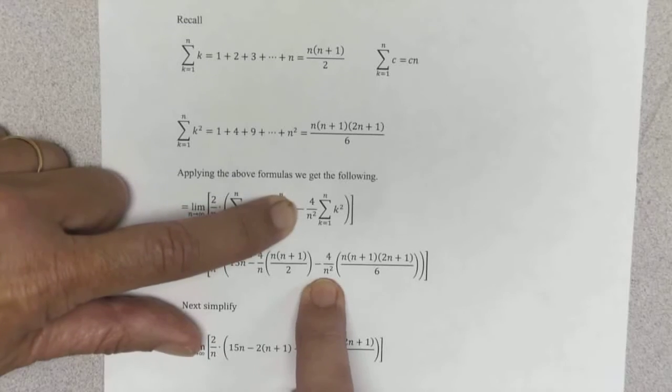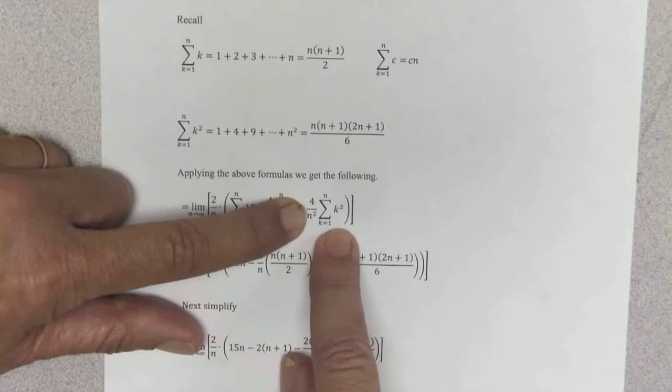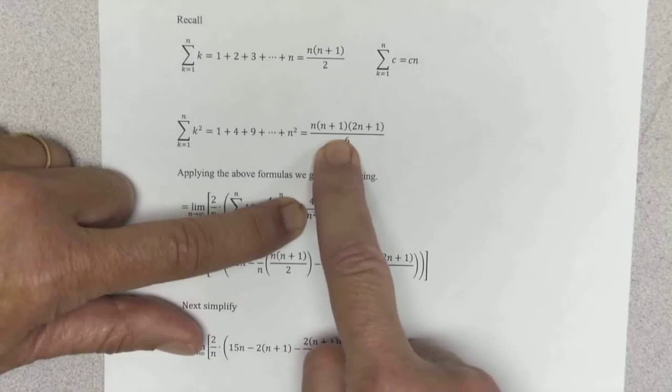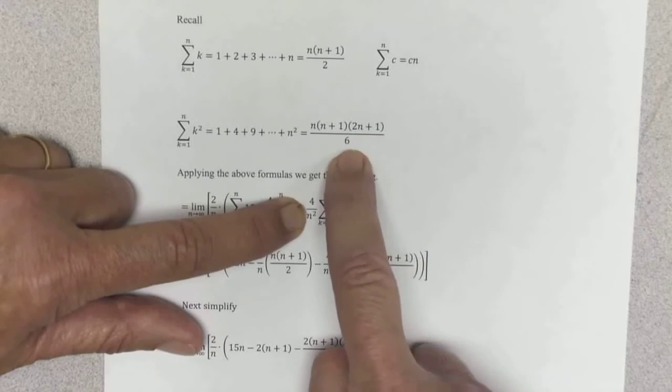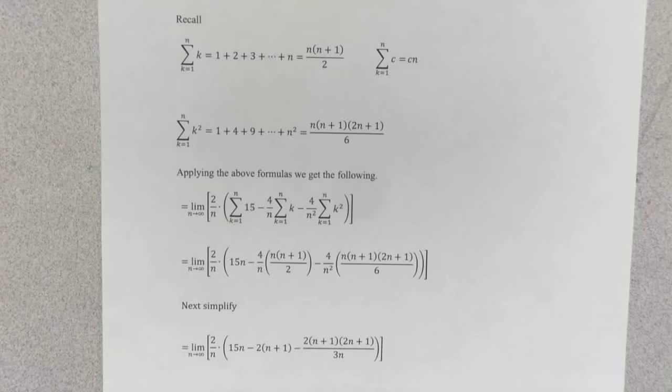The 4 over n squared, that's just a coefficient, stays there. Then replace the whole summation with its formula. N times the quantity n plus 1 times 2n plus 1, all divided by 6. And so there we have done all the summations. The summations are gone because we were able to replace them with formulas that we had.